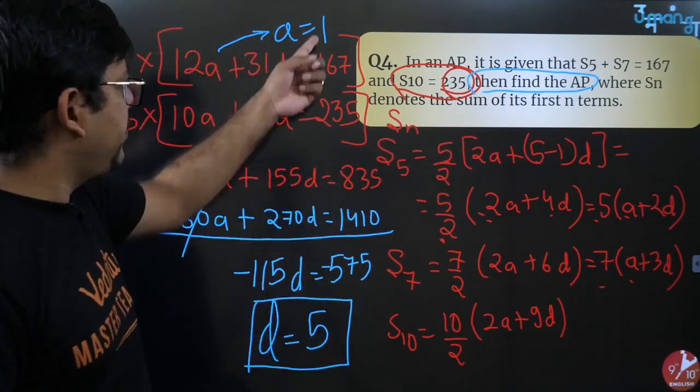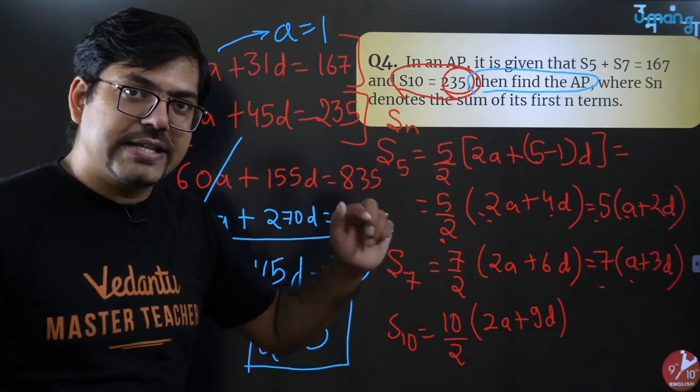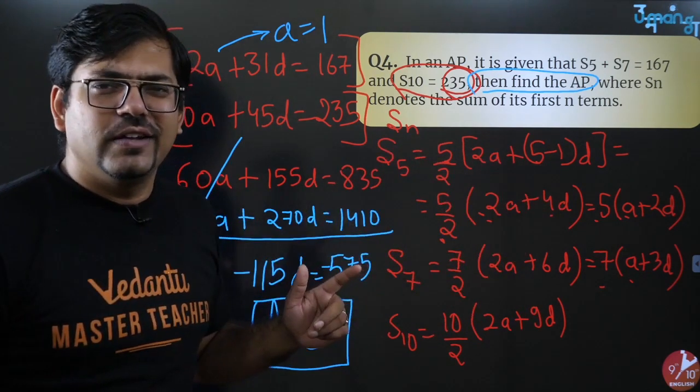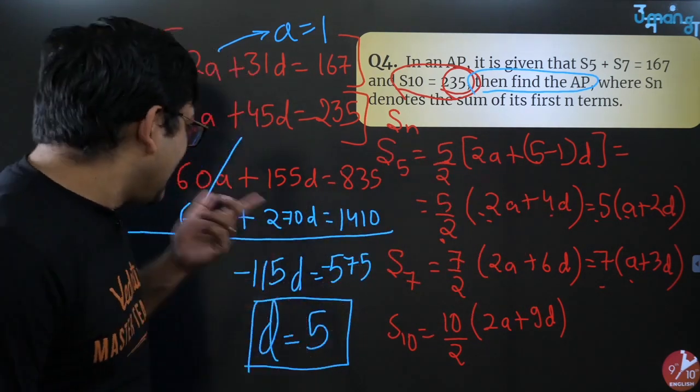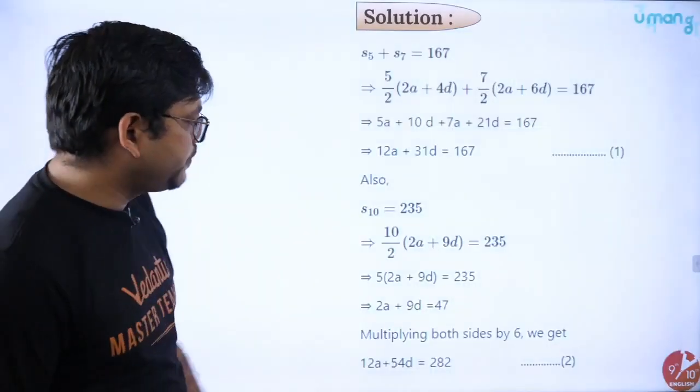If 1 is the first term and 5 is the common difference, so 1 plus 5, 6, 6 plus 5, 11, 11 plus 5, 16, and so on. Isn't that easy? So that would be the answer. Believe me, that would be the answer. So finally you can write 1.